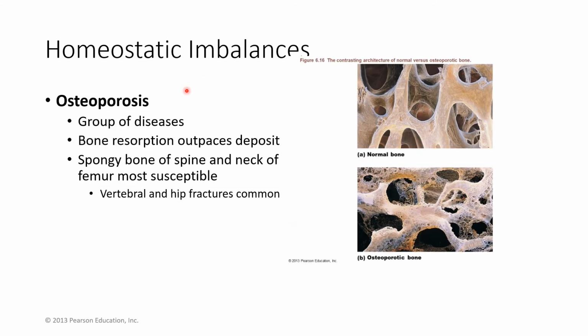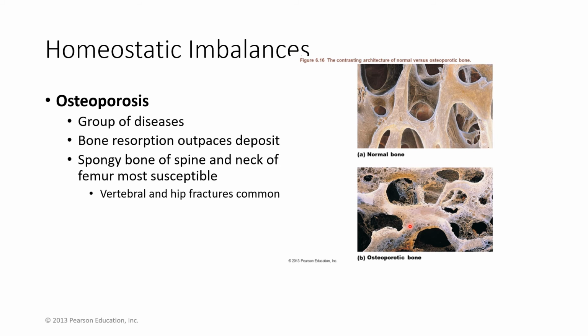Now, when someone develops osteoporosis, that is when you're breaking down your bone faster compared to rebuilding it. This image right here shows you a normal spongy bone, and this is an osteoporotic bone. Notice how thin it is and how very fragile it looks.